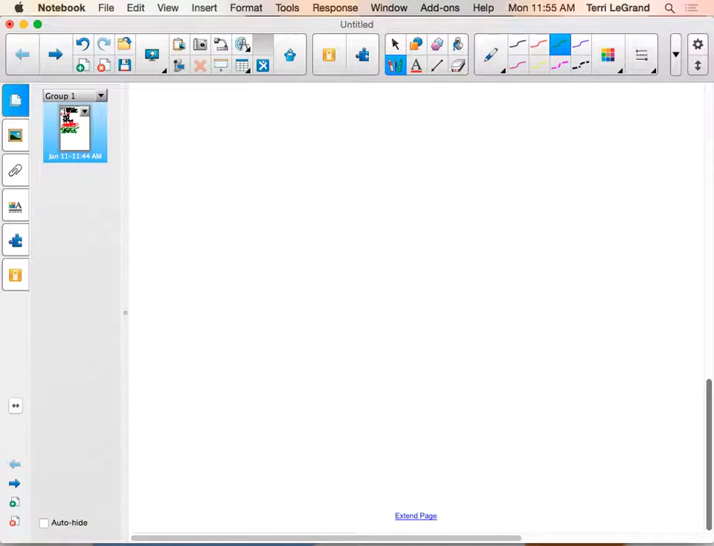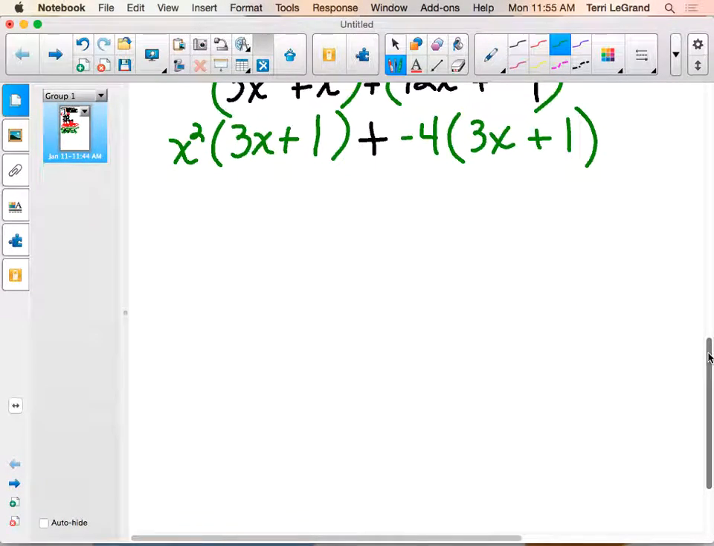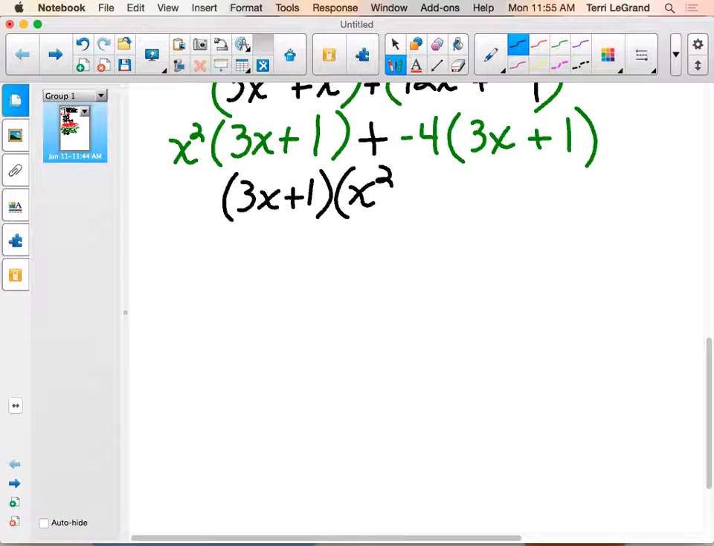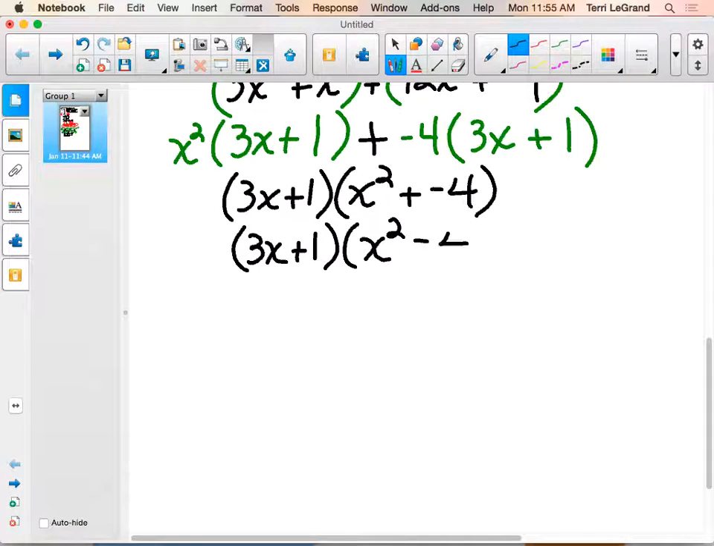So what's our factored name now? Brighton? 3x plus 1, x to the second minus 4. Plus negative 4, which really does become, as you just stated, the same as x squared minus 4 if we clean it up, right?